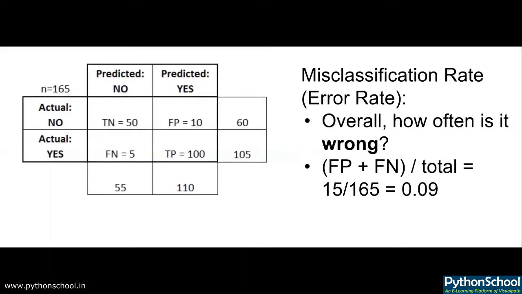Then we calculate the misclassification rate, which means overall how often is it wrong. This is calculated as false positives plus false negatives divided by total. Here we have 10 plus 5, 15 divided by the total 165, which is 0.09. So overall there is a 9% error rate, or we call it the misclassification rate.